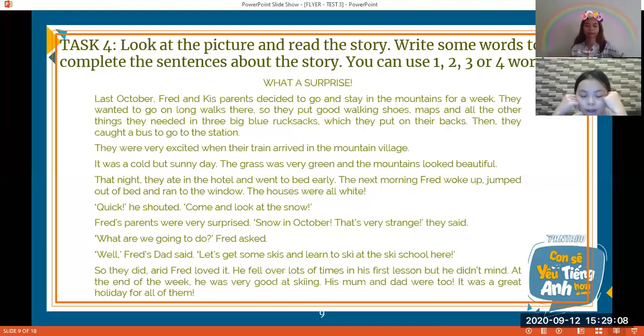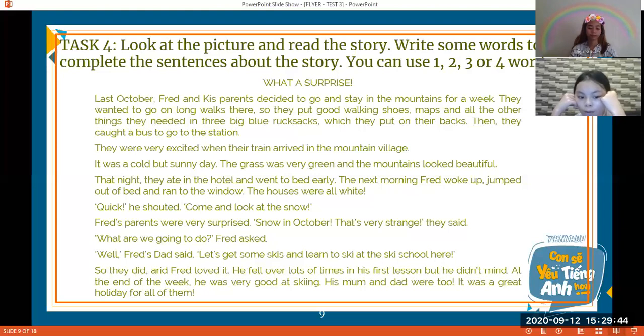That night, they ate in the hotel and went to bed early. The next morning, Fred woke up, jumped out of bed, and ran to the window. The houses were all white. Quick, he shouted, come and look at the snow.